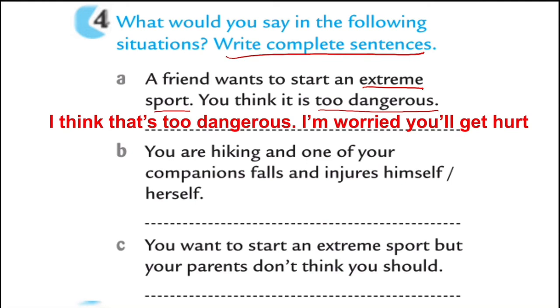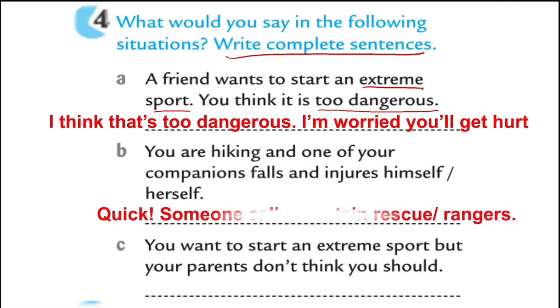All right. The next one, B: you are hiking and one of your companions or friends falls and injures himself or herself. So we have a situation here, and you need to act quickly. You can call or shout for help, ask for help. Like you can say, quick, someone call mountain rescue or the rangers so that they can rescue your friend.